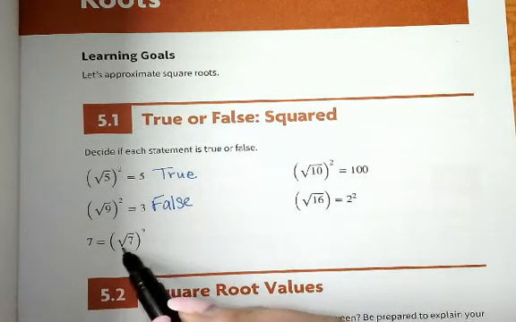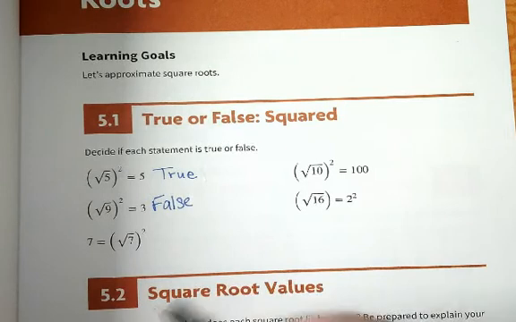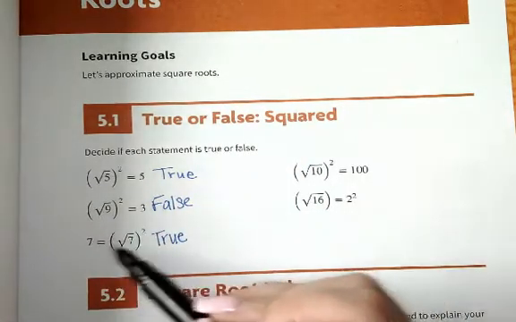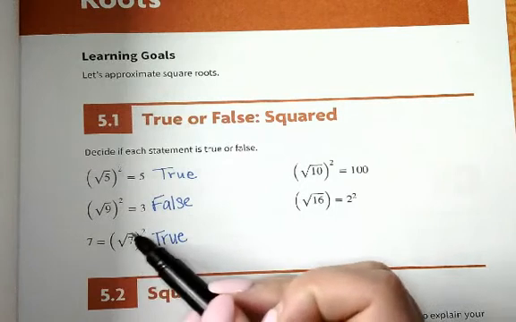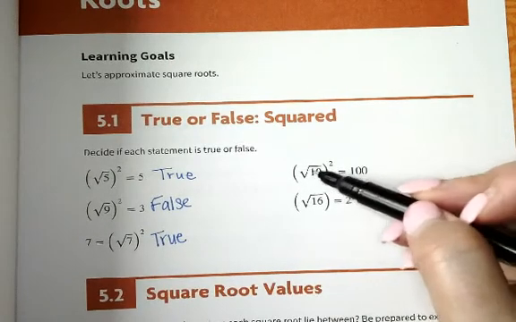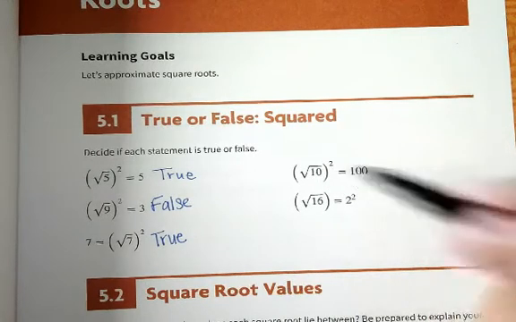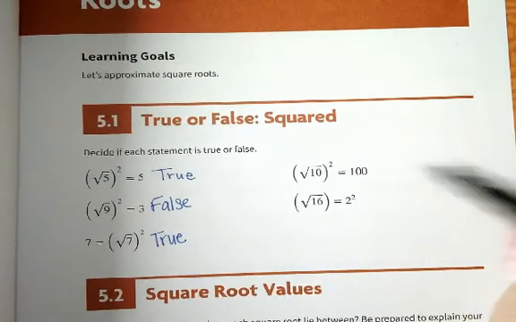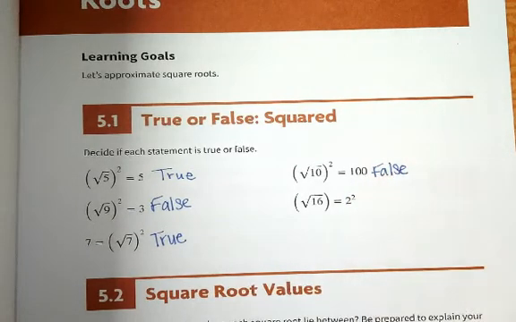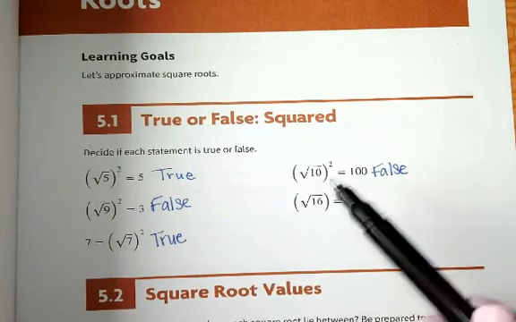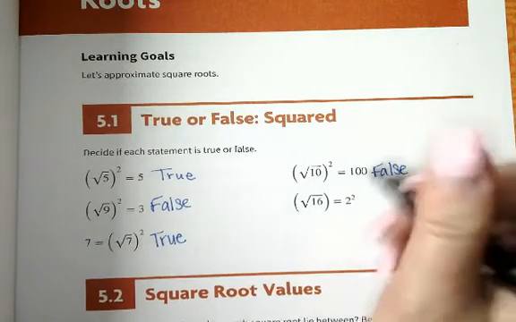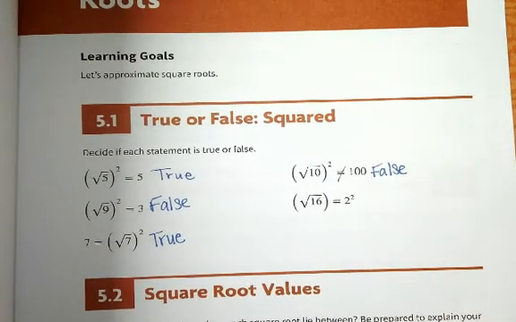So 7 equals the square root of 7, squared. Well, that's true, because when you square a square root, the square root goes away. What about this one here? The square root of 10, squared, is equal to 100. It is false, okay? Because when you square a square root, it goes away. 10 does not equal 100.